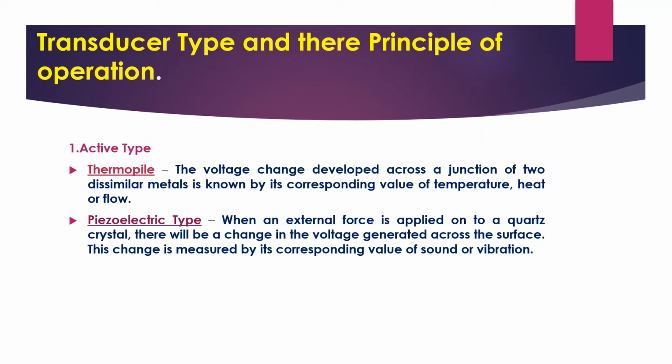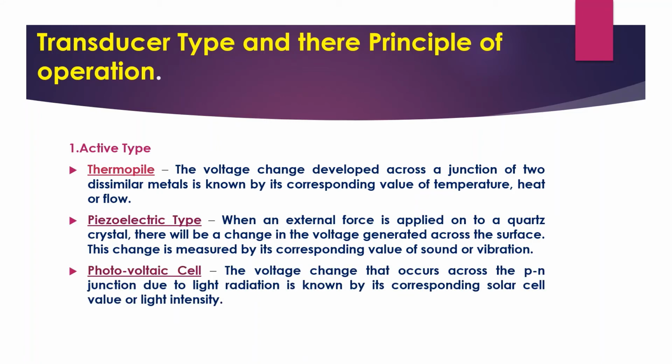Next is photovoltaic cell. The voltage change that occurs across a PN junction due to the light radiation is known as its corresponding solar cell value or light intensity. Of course this you already know, photovoltaic cells, solar panels, they convert light energy into electrical energy. They produce their energy by their own, therefore they are classified as active transducer.